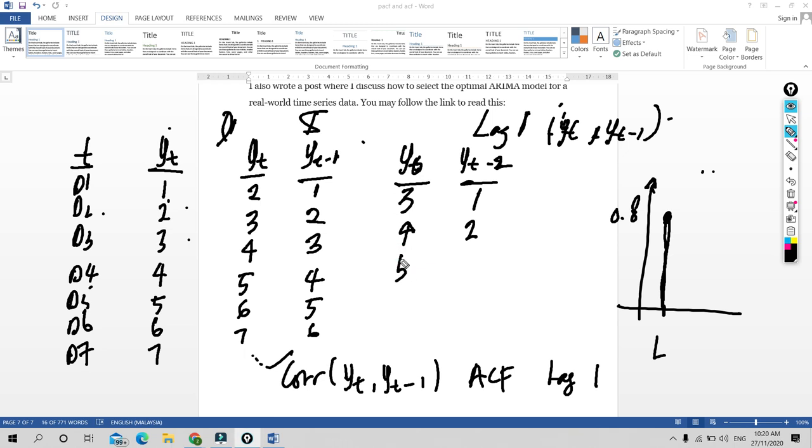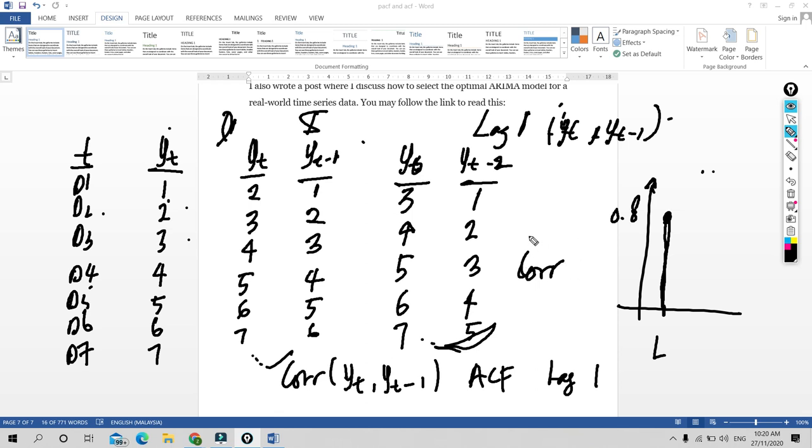So the correlation between YT and YT minus 2 is the autocorrelation for lag 2. Let's say, for example, if I calculate here, I get 0.7. So for lag 2, I just plot 0.7 right here. This is lag 2, this is lag 1, and so on and so forth. So this is how you calculate the coefficient of correlation, or the autocorrelation, depending on the lag.